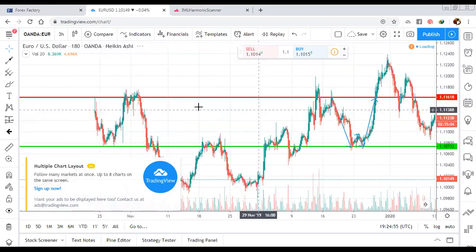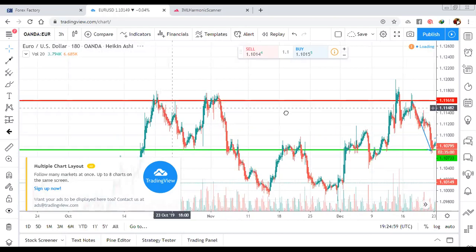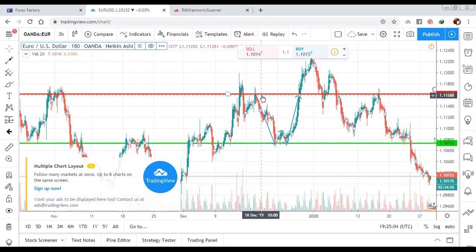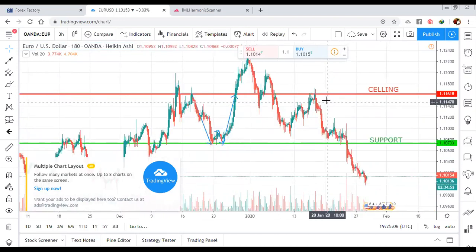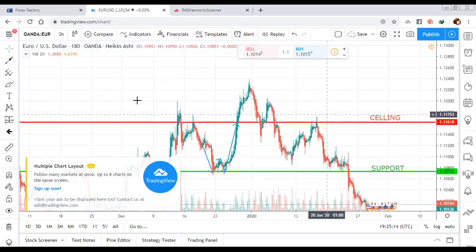Now let's see what happened in the past. Look at it. The same thing that happened right here has also happened in the past. Look at it in the present. It's happening almost the same way everywhere.